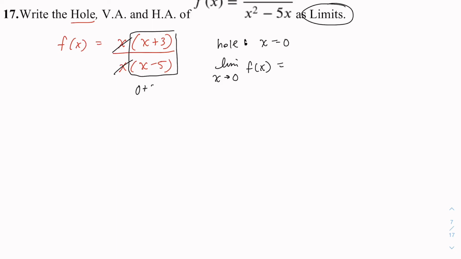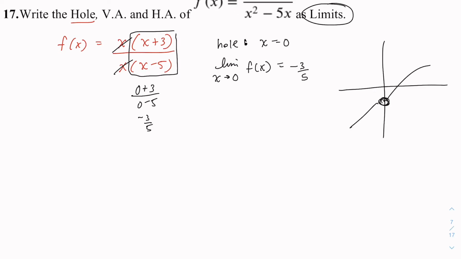So if I plug in 0, I get 0 plus 3 over 0 minus 5, which is -3/5. And that's the y value that I have a hole at. If I were to graph this, it's at (0, -3/5). I don't know how the graph is behaving, but there's a hole there. And so that's part 1 of our answer.